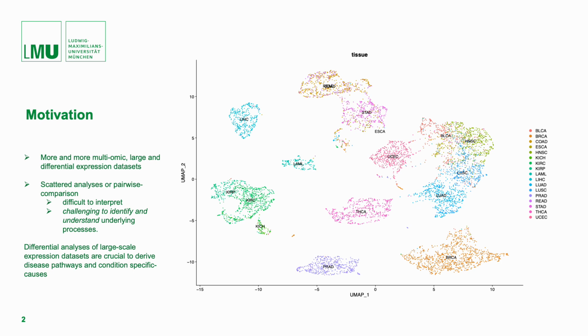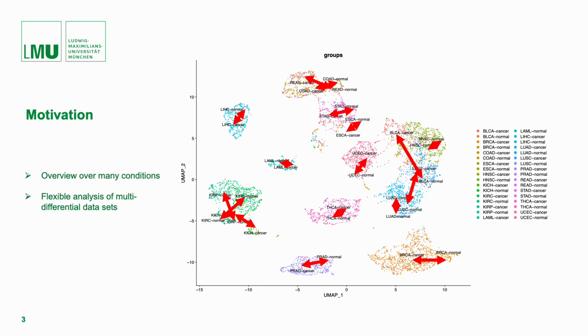Differential analysis of large-scale expression datasets is crucial to derive disease pathways and condition-specific causes. Here in our cancer dataset, we are interested in the change of cancer and corresponding healthy tissue for all the 17 different cancer types.